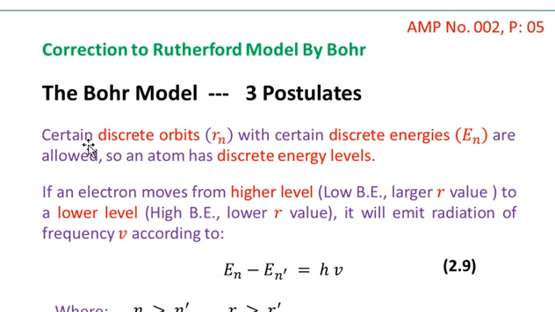The number one postulate is that certain discrete orbits, with a certain discrete value of the radius of the orbit represented by r subscript n, R n, with certain discrete energies E n are allowed. So an atom has discrete energy levels. The first postulate of Bohr says that any value of the radius of the orbit is not possible.